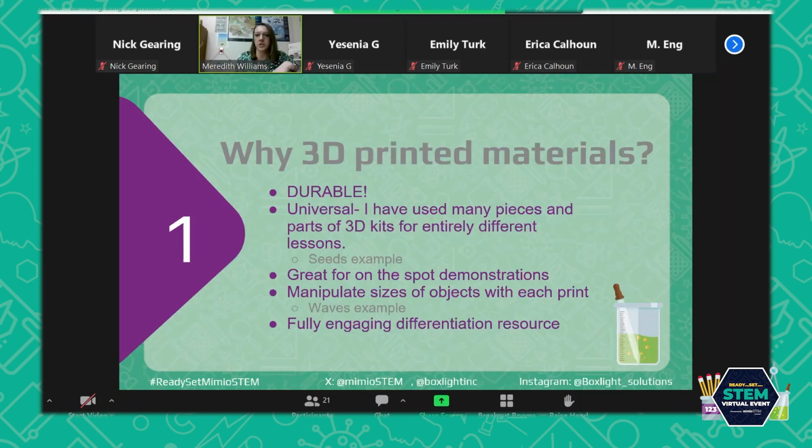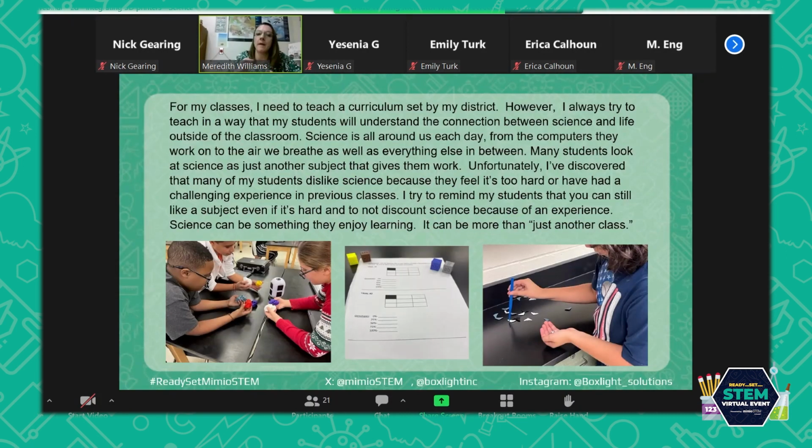For my classes, I do teach a curriculum set by the district. However, I always try to teach in a way that my students are going to understand, and I try to give them real world connections in order to bridge those gaps with the science and life outside the classroom. I try to teach my kids that science is truly all around us. They interact with it on their phones, on their computers, and when they're just walking outside into our courtyard.